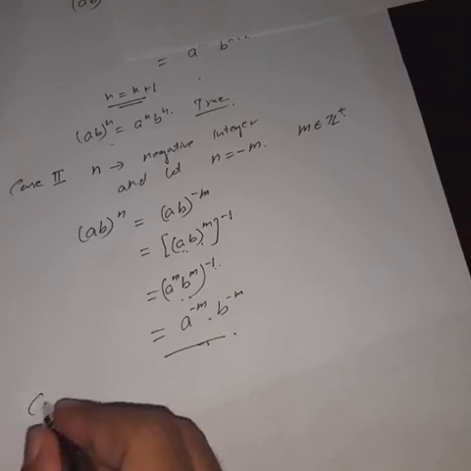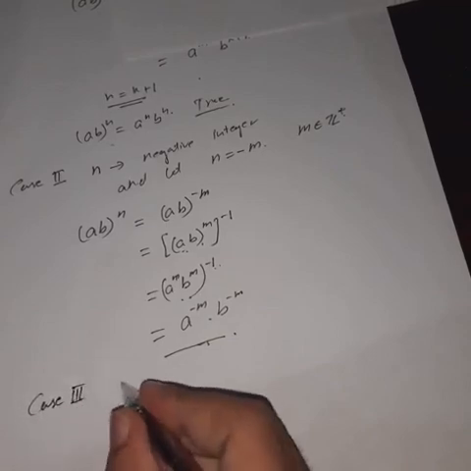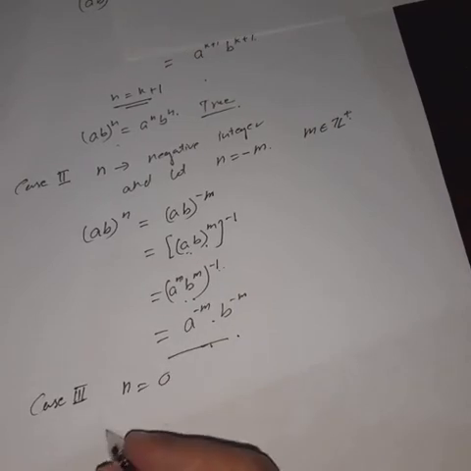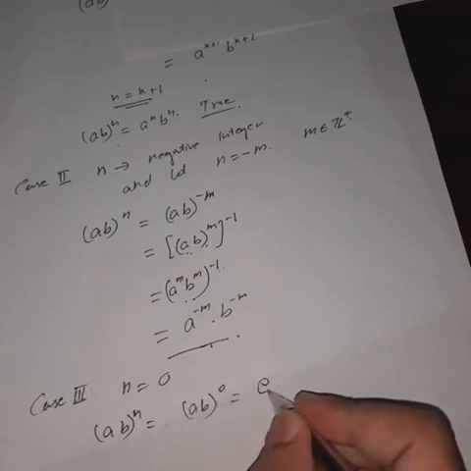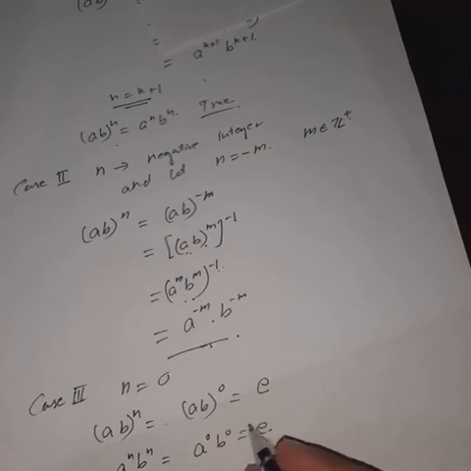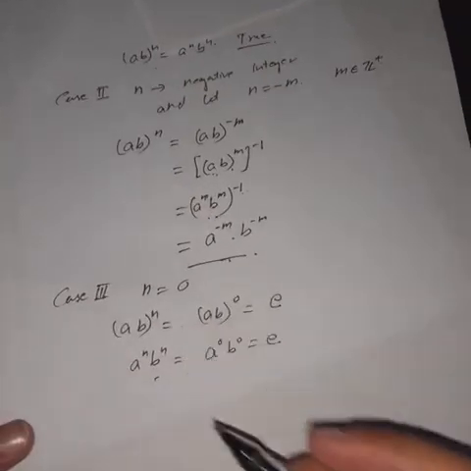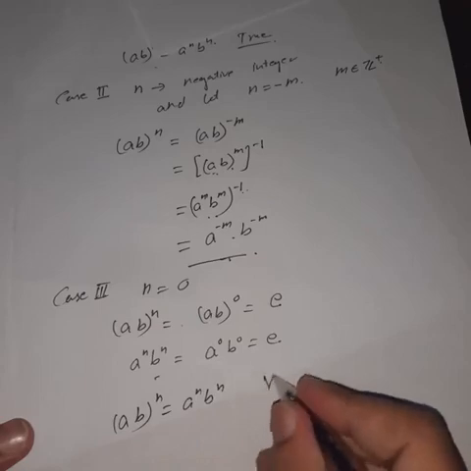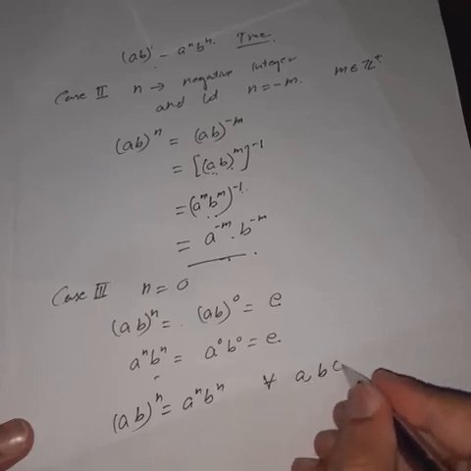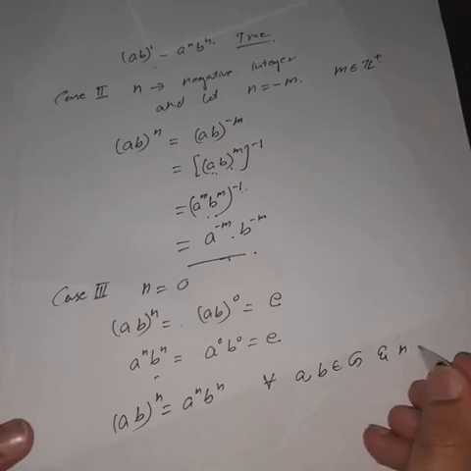Now in case 3, I consider that n is equal to 0. It is a trivial case: (ab) power 0 is equal to the identity, and a power 0 b power 0 is also equal to the identity. So clearly both sides are equal. So we can say that (ab) power n is equal to a power n b power n for all a, b belonging to G and n belonging to Z.